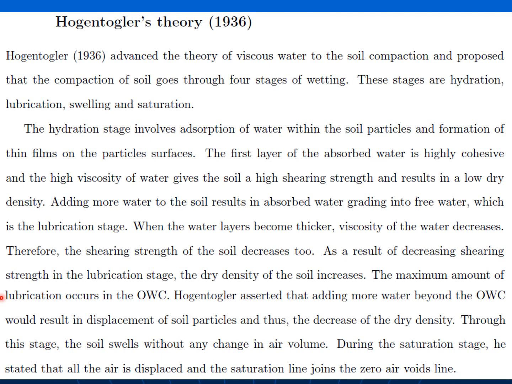Hagen-Togler asserted that adding more water beyond OWC would result in displacement of soil particles and thus the decrease of the dry density. Through this stage, the soil swells without any change in air volume. During the saturation stage, he stated that all the air is displaced and saturation line joins the zero air void line.